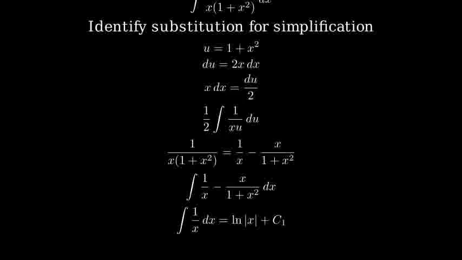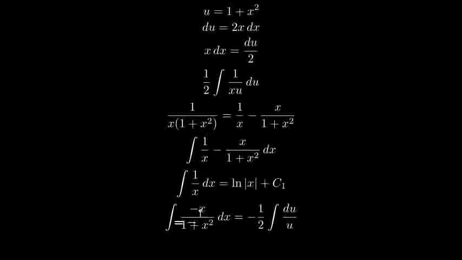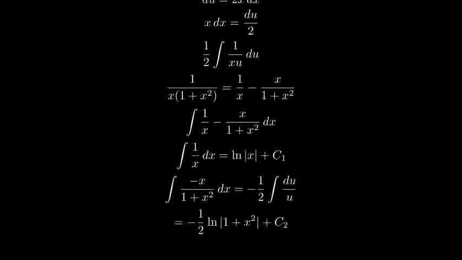Let's solve the first integral on its own. The result is the natural log of the absolute value of x plus c. For the second integral, we'll use the substitution we originally planned. We replace u with x squared plus 1 and du with 2x dx.